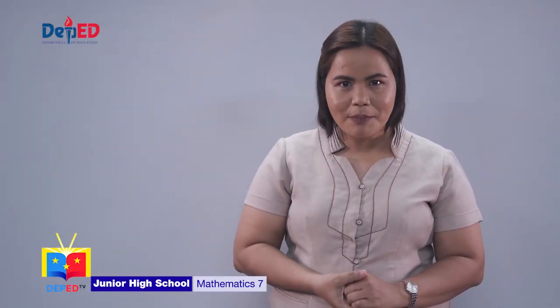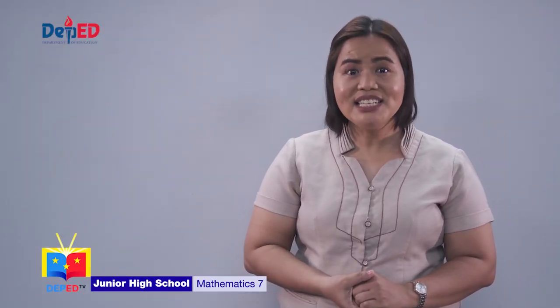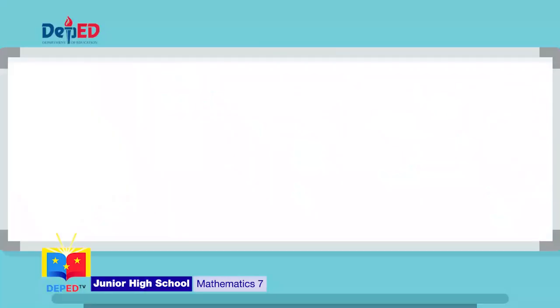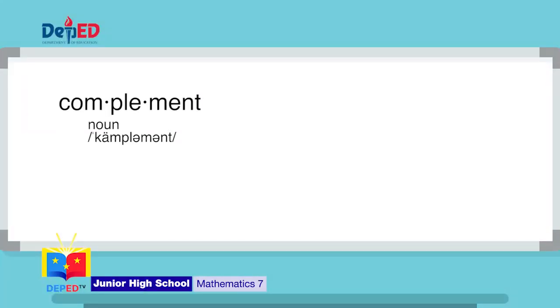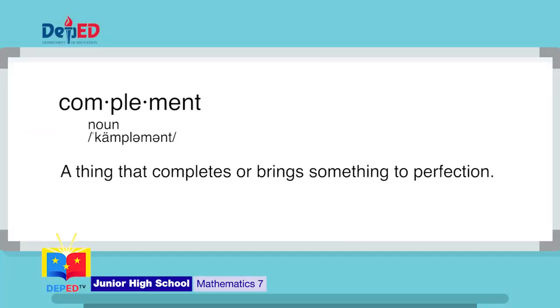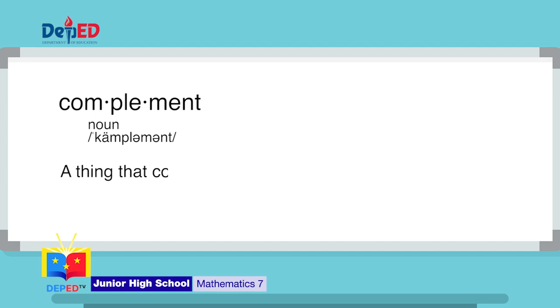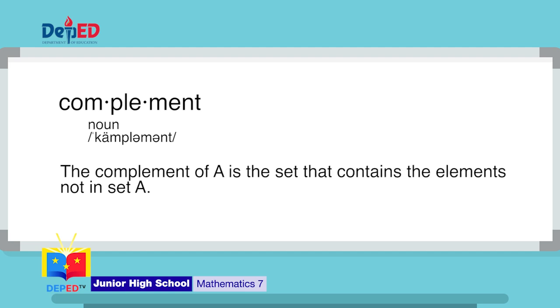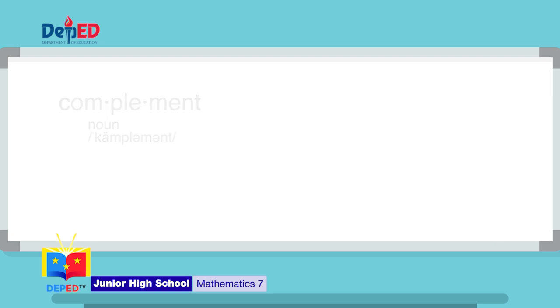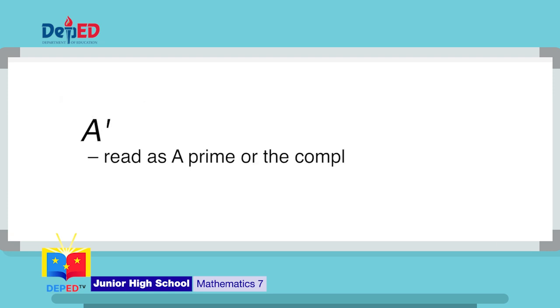Another related concept to set operations is finding the complement of a set. According to the Merriam-Webster Dictionary, a complement, which is a noun, is something that fills up, completes, or makes better or perfect. In mathematics, the complement of some set, say set A, is the set that contains the elements not present in A. This is denoted by the apostrophe read as prime. Thus, the notation used for the complement of A is A prime.